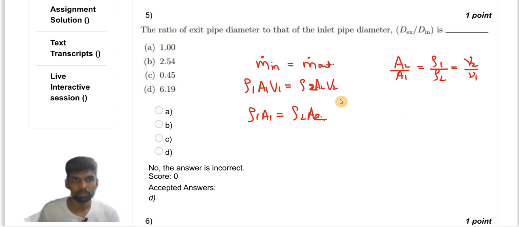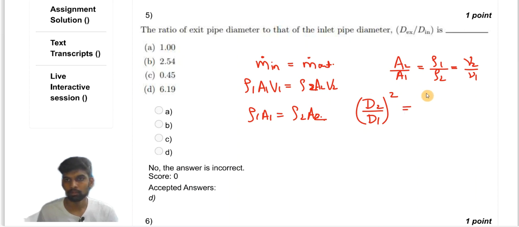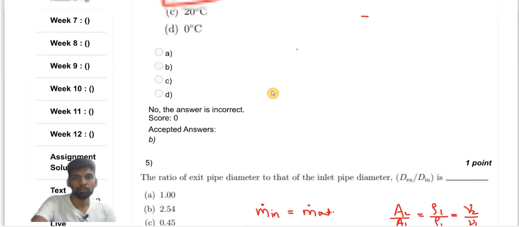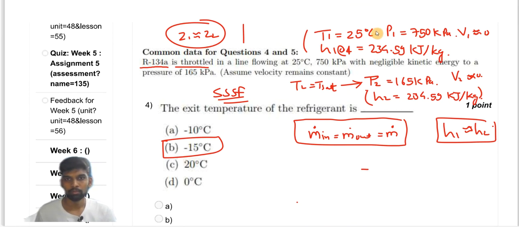A lot of assumptions are made in this question, but in your exam they will give you all the description and assumptions required. Okay, so no worries. Mu2 by mu1. So how will you get mu1? From T1 and P1, mu1 will be equal to Vf at these properties.